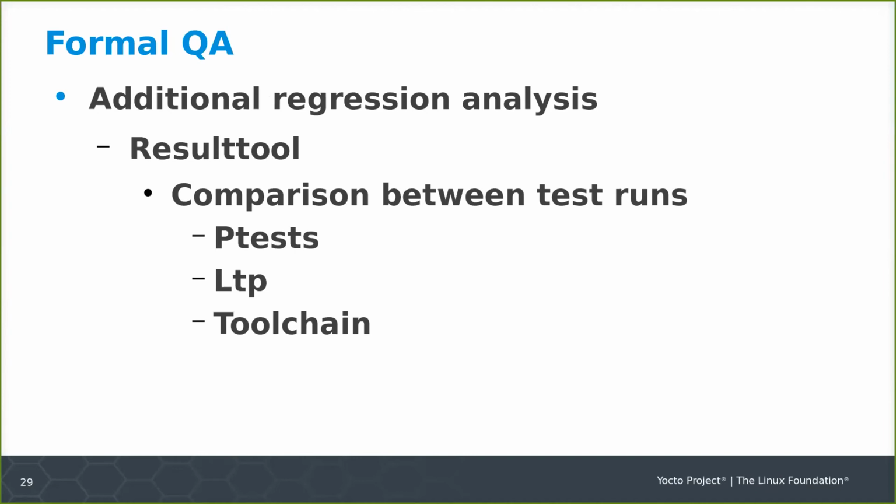They also do regression analysis. They use this tool that we have, called resulttool, and it does comparison between tests. So we might, let's say BIND had 4 failures in the last release, and when they're doing QA now, if it has 5 failures, they say there's a difference, and they'll go off and investigate and try to figure out which one failed, and why, and double check their work and report back on that.